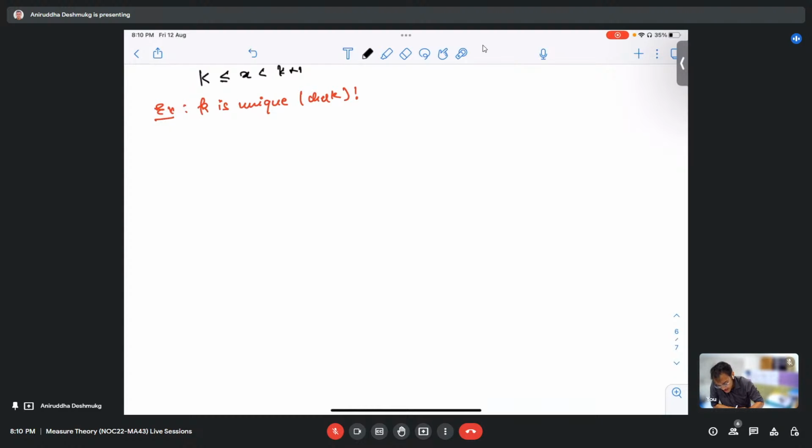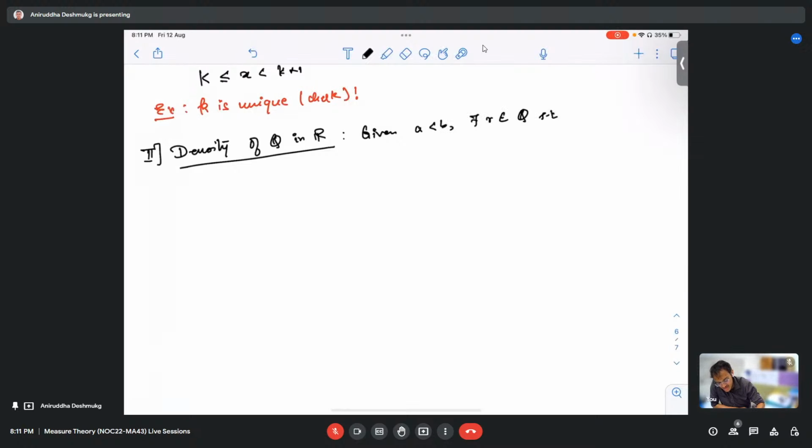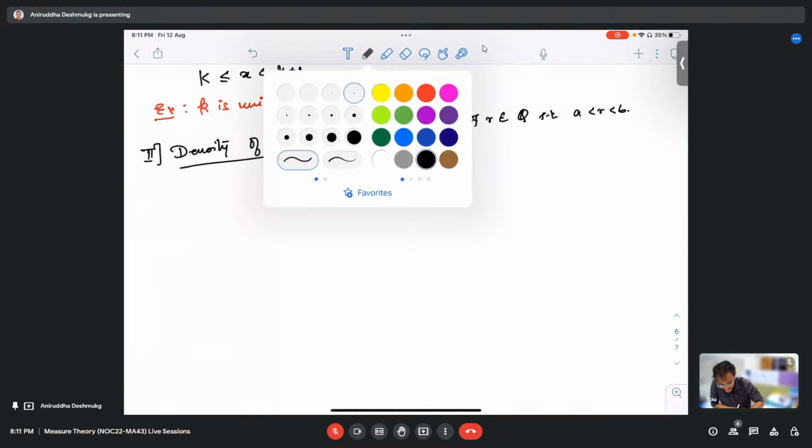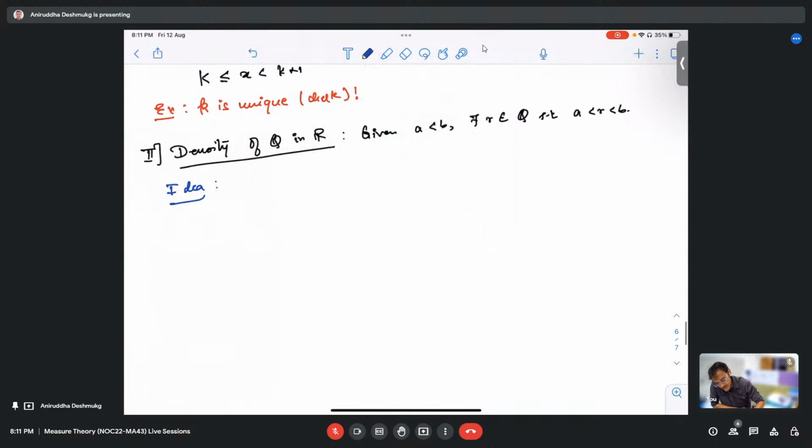So once we have this, now we can prove the density of rationals in R. What it says is that given a less than b, we can find a rational number such that it lies between a and b. Let me give you the idea of the proof. Since a is less than b, we can find an n such that nb minus na is bigger than 1. Right? Can we do that?